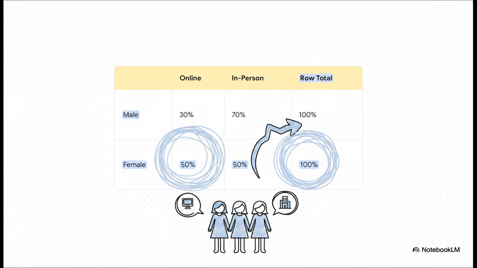We take 50 divided by 100, which gives us 50% who prefer online, and the other 50 divided by 100 is, you guessed it, 50% who prefer in person. And again, 50 plus 50 gives us 100% of the female students.